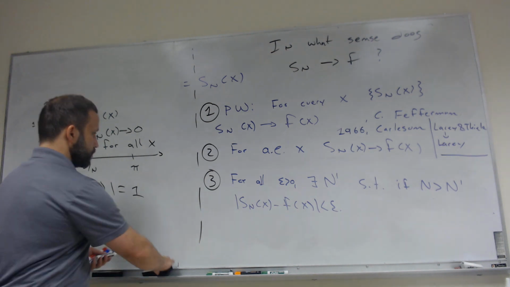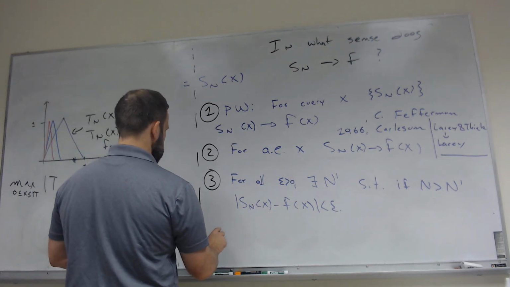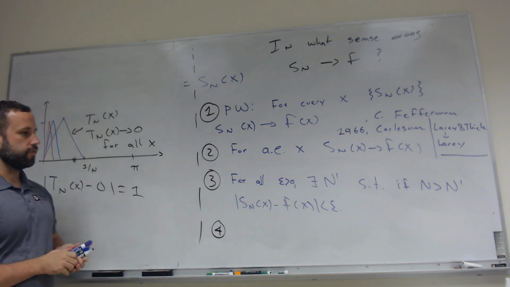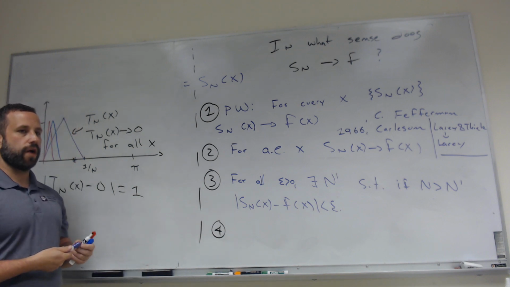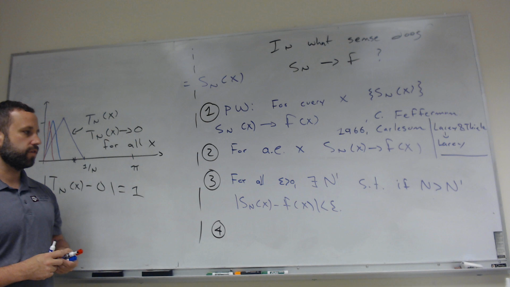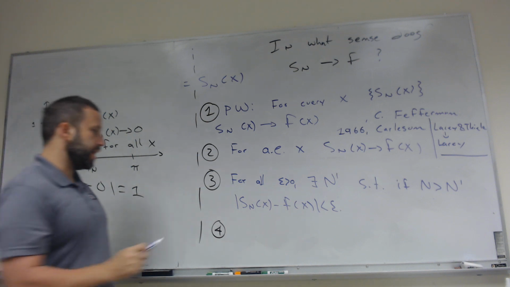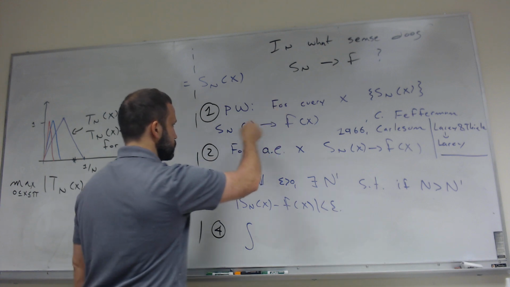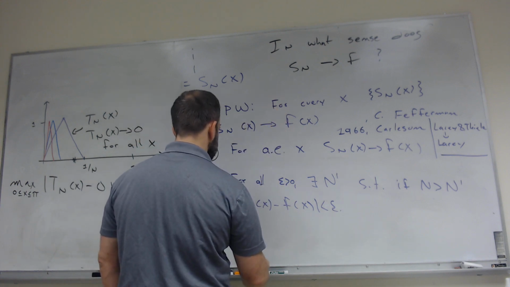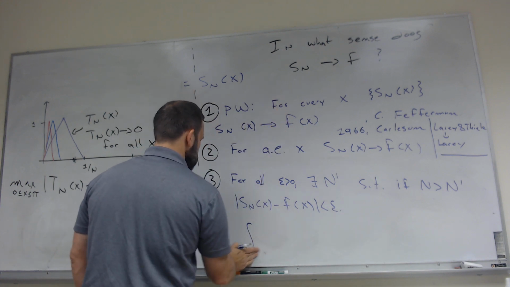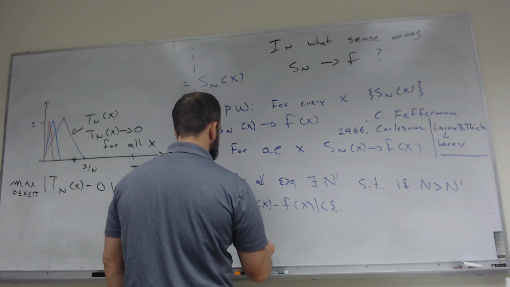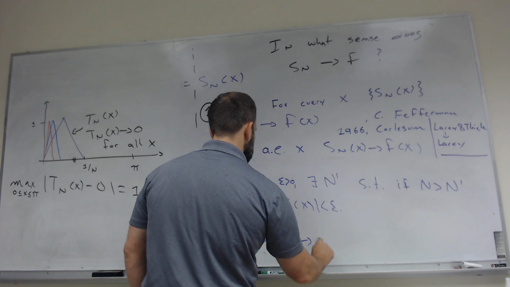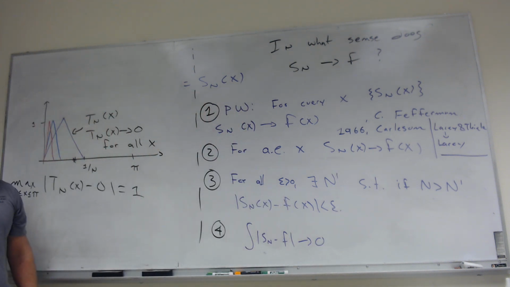Another mode of convergence. There's different types of convergence, but basically it means the integral converges to 0, or the integral converges to the function. So we'd have something like the integral of the absolute value of Sn of x minus f of x goes to 0. So the integrals go to 0.